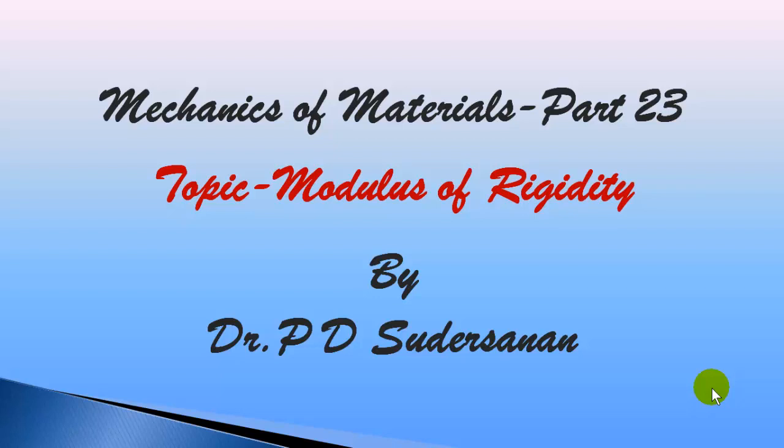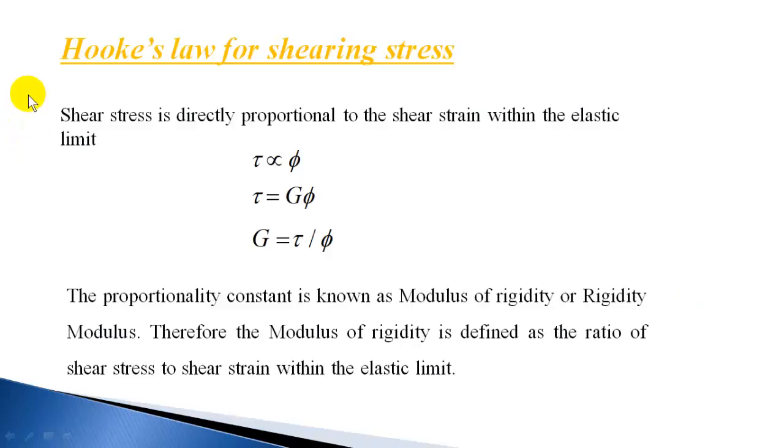In today's class, I'll define modulus of rigidity and later obtain a relationship between modulus of rigidity, Young's modulus and Poisson's ratio. Now, we have studied Hooke's law for normal stress. Hooke's law for normal stress states that normal stress is directly proportional to normal strain within the elastic limit, and the proportionality constant is Young's modulus of elasticity.